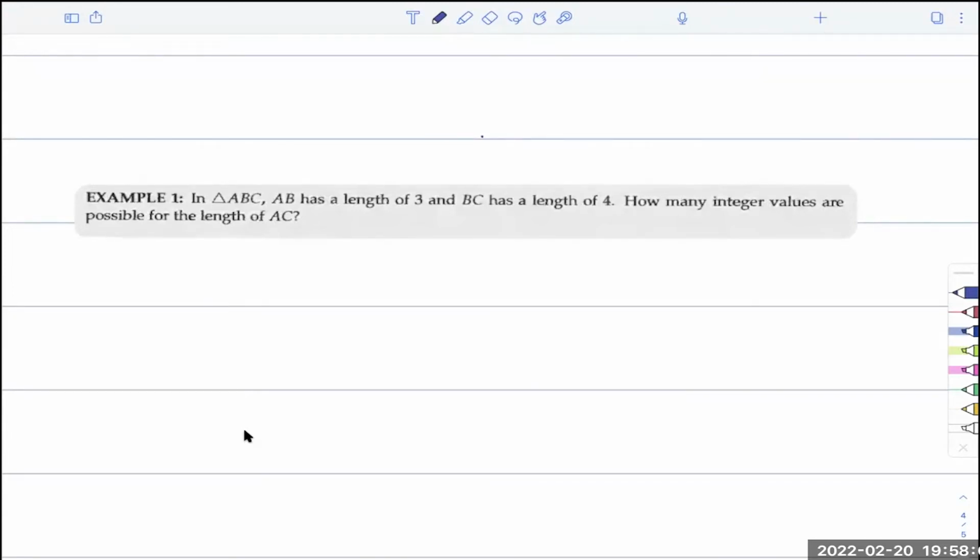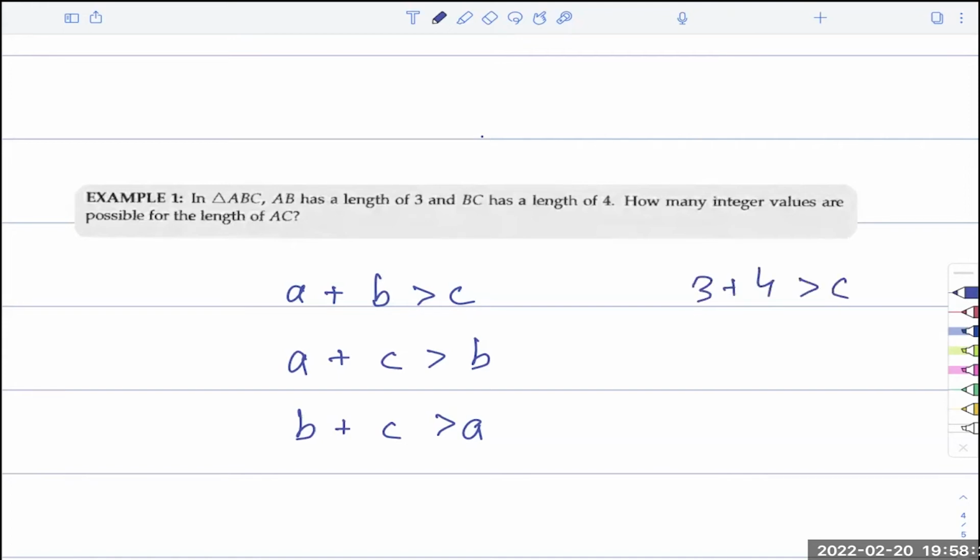Sorry, I didn't understand. So here's the thing. If I have a triangle, then A plus B should be greater than C, which also means that A plus C should be greater than B, or B plus C should be greater than A. The idea is that sum of any two sides should be bigger than the third side, no matter which side you pick. Okay, so in this case, if 3 plus 4 is greater than C, then that means C is less than 7. The third side has to be less than 7.